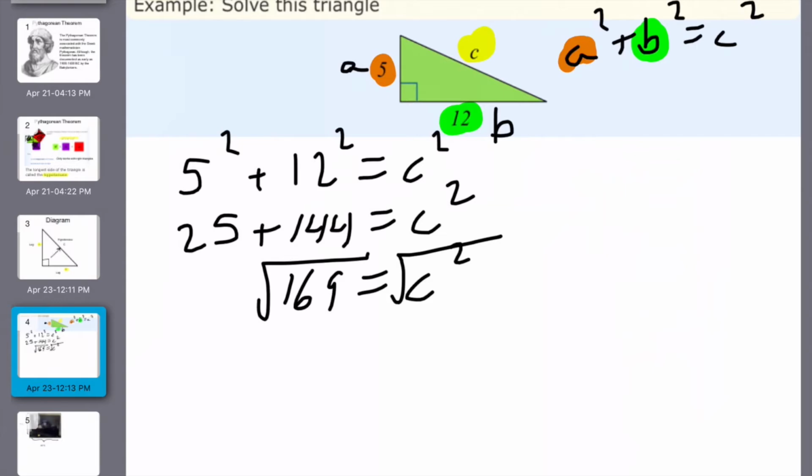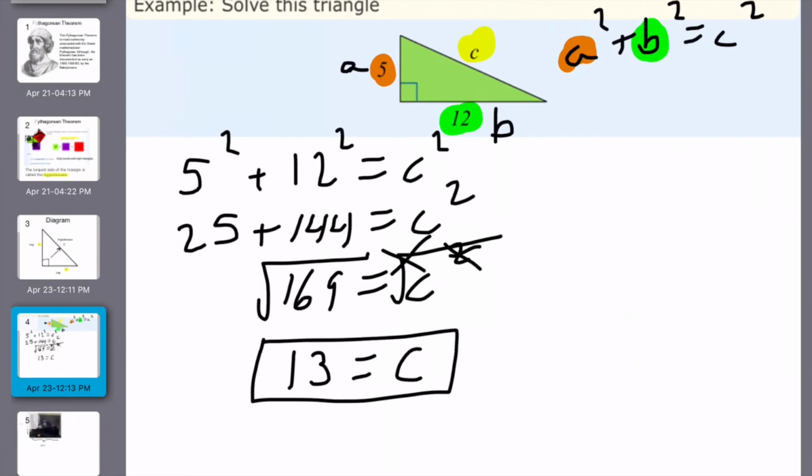So the square root of 169 is 13. And the square root of c squared, well, the square root and the second power, or squared, actually cancel each other out. So I'm left with just c. So I know that my hypotenuse has a length of 13.